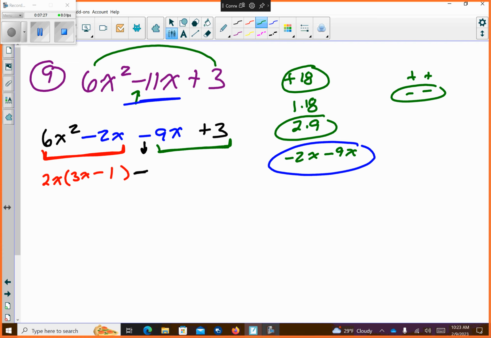So what do I have in common between these two? 3. So if I factor a negative 3 out of negative 9x, that gives me a positive 3x. And you can double check if you made that right. If I go negative 3 times positive 3x, do I get negative 9x? Yes, I do. If I factor a negative 3 out of positive 3, what's my placeholder? Negative 1.